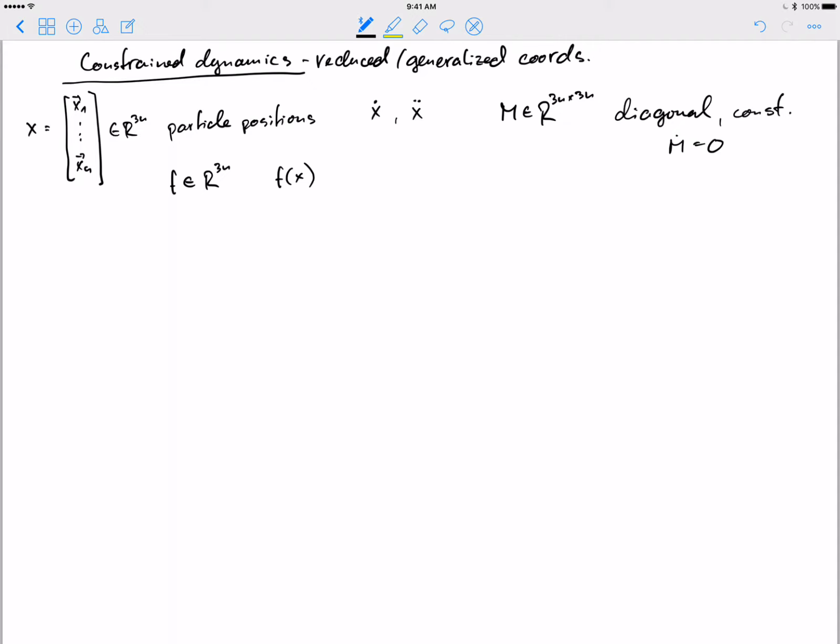So now we need to talk about D'Alembert's principle. The first thing to talk about is the virtual displacement. There's a question? Yeah, so the particle positions are all column vectors. Yes, they are all little three-dimensional column vectors. That's right. Okay, anything else?